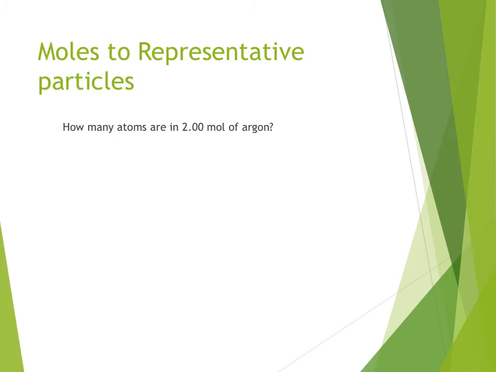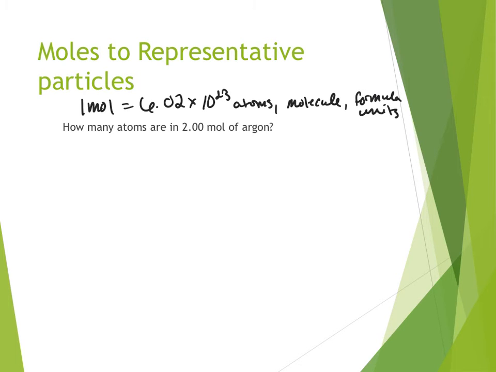So again, the process really isn't any different. We're just using a different conversion factor here. We're using 1 mole equals 6.02 times 10 to the 23rd. And again, you're going to use that with the word atoms, molecules, or formula units. So I have 2 moles of argon. I want to know how many atoms there are.